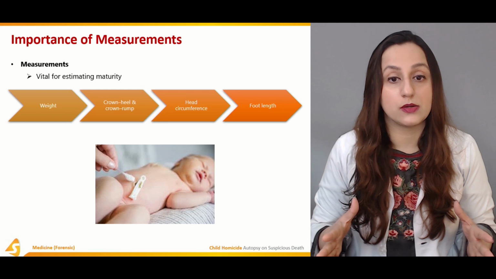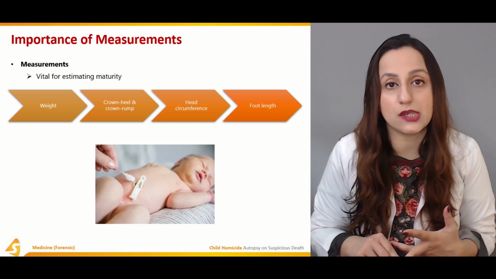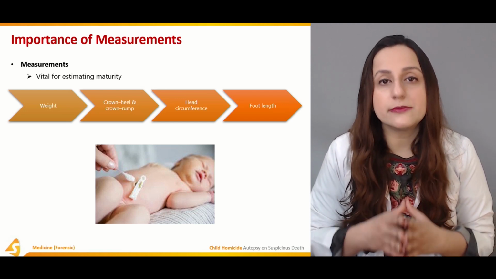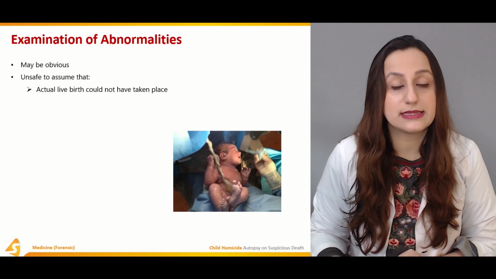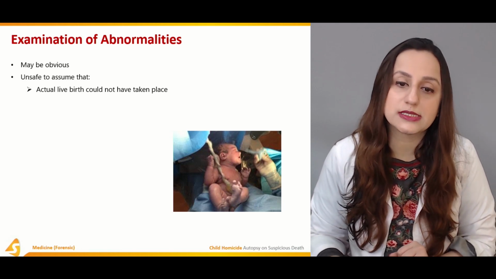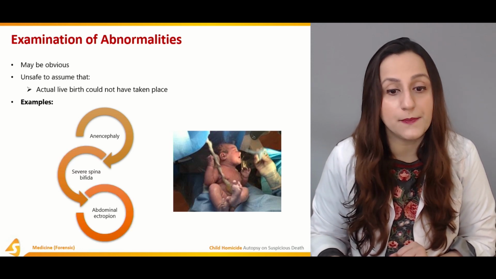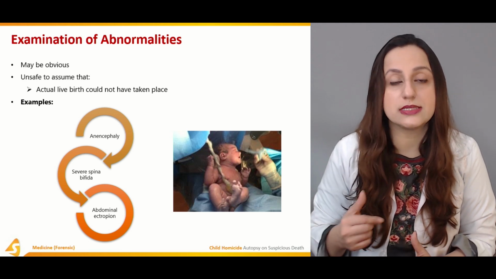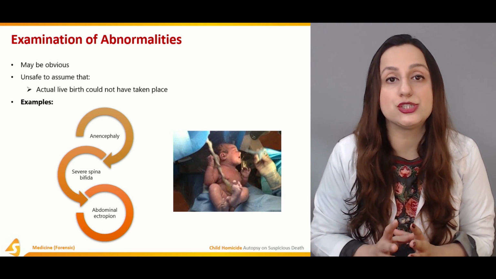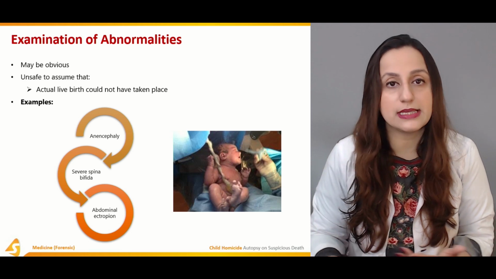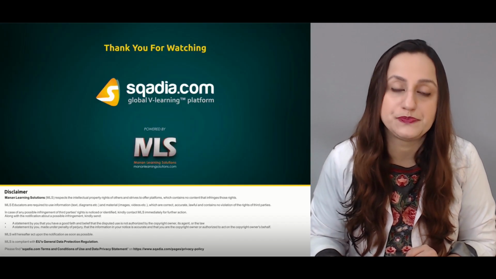All of these indicators or all of these vitals that are taken, including the weight and the length of the infant, they are calculated, and they are sometimes calculated for the stillbirths as well. Now, looking for examination of abnormalities, they're quite obvious in a lot of cases. The actual live birth couldn't take place at this level, and the examples are anencephaly, severe spina bifida, and abdominal ectopia. So these are the major abnormalities that can occur in an infant that can basically lead to the cause of death in an infant. So in such a case, it will be quite sure that the infant died due to a certain abnormality that he or she was suffering from.